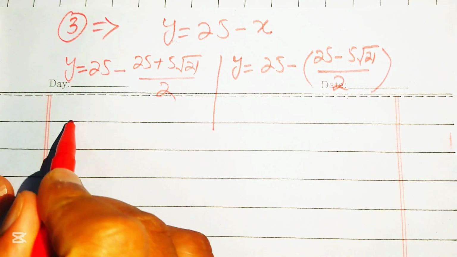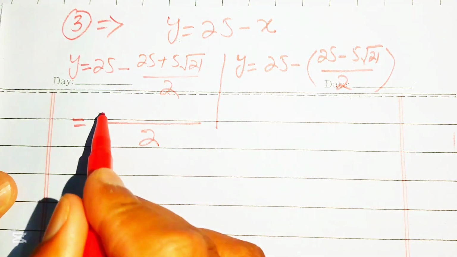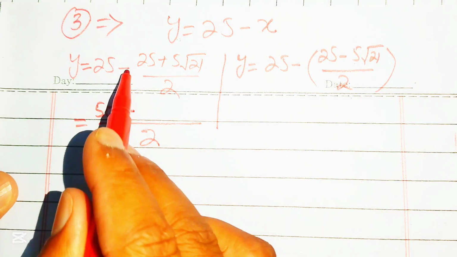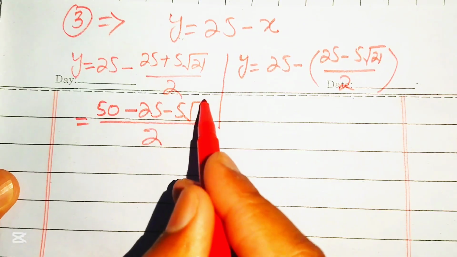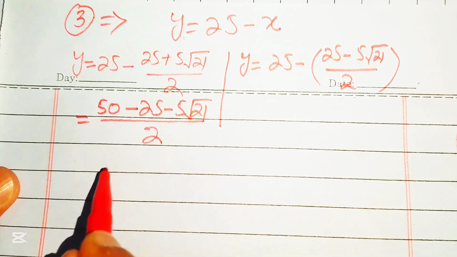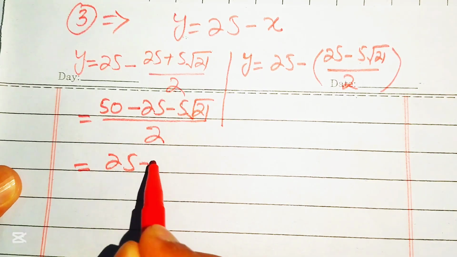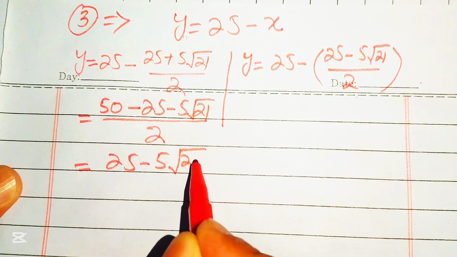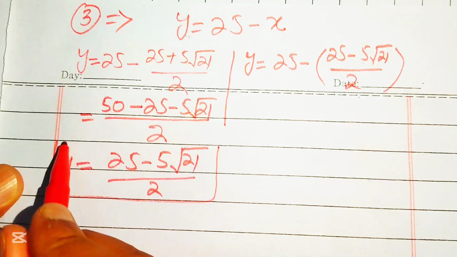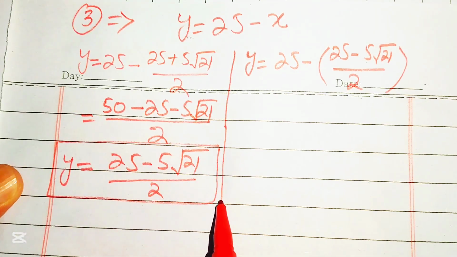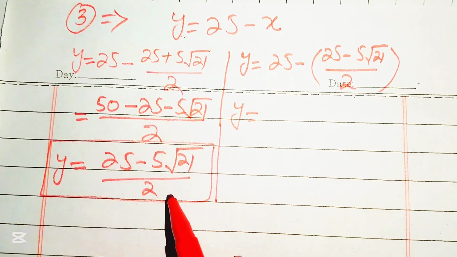We first focus on this case, and from it we need to take the LCM of this term. Its LCM is 2. So this 25 becomes 50, and here we multiply this negative sign on these two values. It will be written as minus 25 minus 5 times the square root of 21, and after that we have 50 minus 25 equals 25 minus 5 times the square root of 21, and it is divided by 2. So this is the value of y corresponding to the value of x here. Similarly, we will solve this case, and here we get the second value of y.